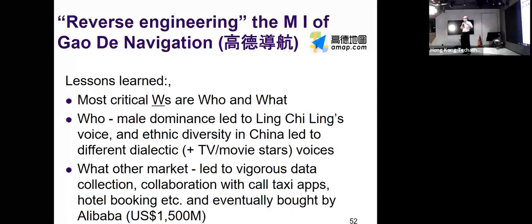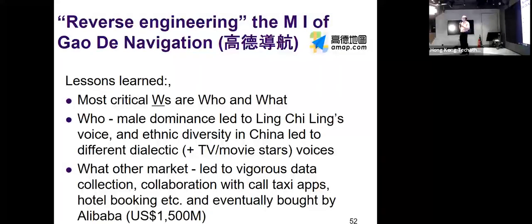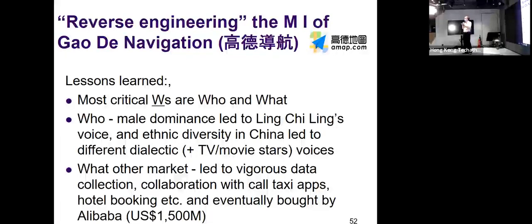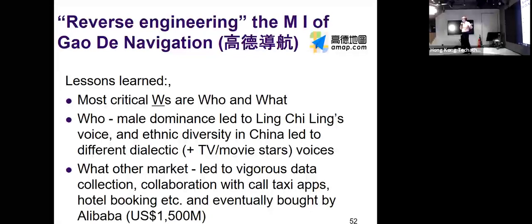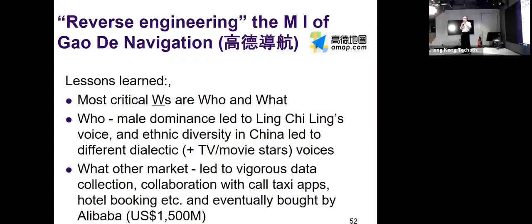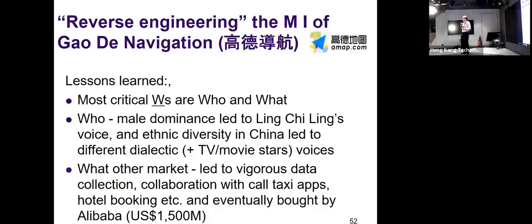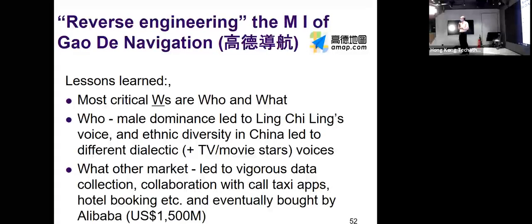But of course, now it's changing. Other than her voice, they also have different dialect tones. They have a Taiwanese Mandarin. They have a Sichuan dialect. They have Northwestern dialect. They have Hunan. They have Hubei. Because China has very different ethnic groups, it will be very, very good. If you come from Sichuan, you switch on the Sichuan voice, you will feel comfortable. That is one of the reasons why they are successful, because they know who, the word who, and what, because they know what. That led to very rigorous data collection and collaboration with call taxi, booking hotel, and booking air ticket, and so on and so forth. So you collected the data. So it was worth $1,500 million when Alibaba bought it. So this is a success case.